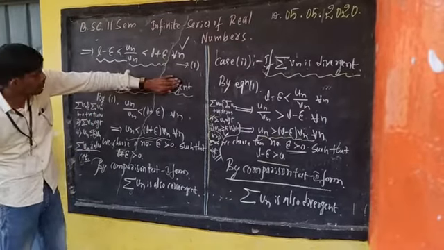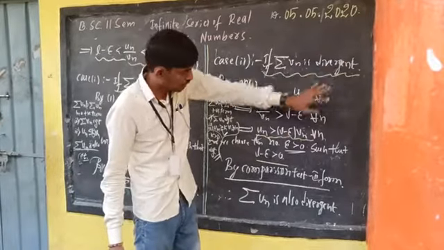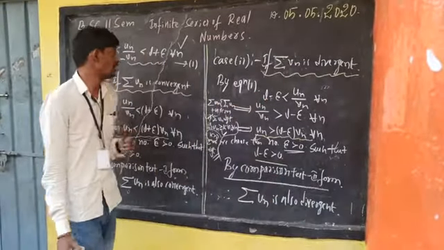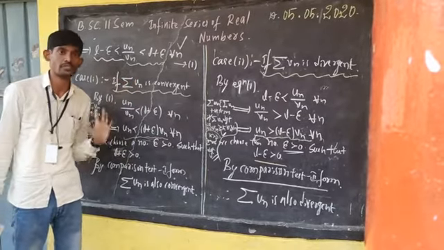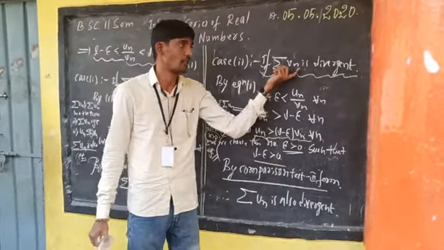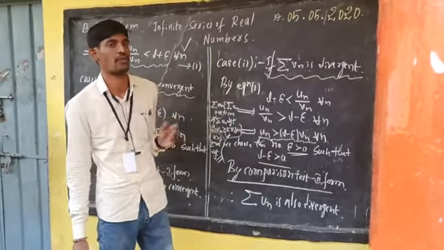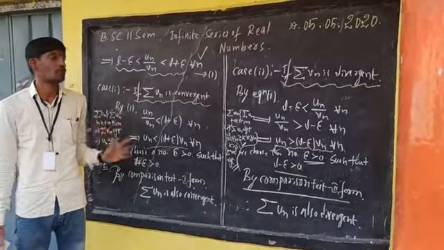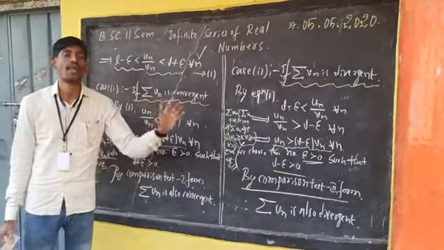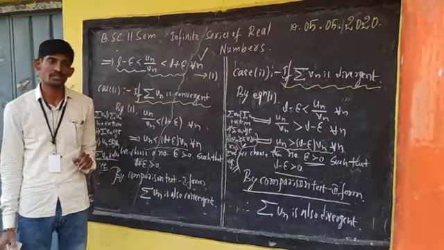If one is convergent, the other is also convergent. If one is divergent, the other is also divergent. Take summation un convergent, then vn is convergent; proof complete. Summation un divergent, summation vn is divergent. It is another way of proving this result. What is the meaning of this? Both the series behave alike. Yes, this is about the comparison test third form.